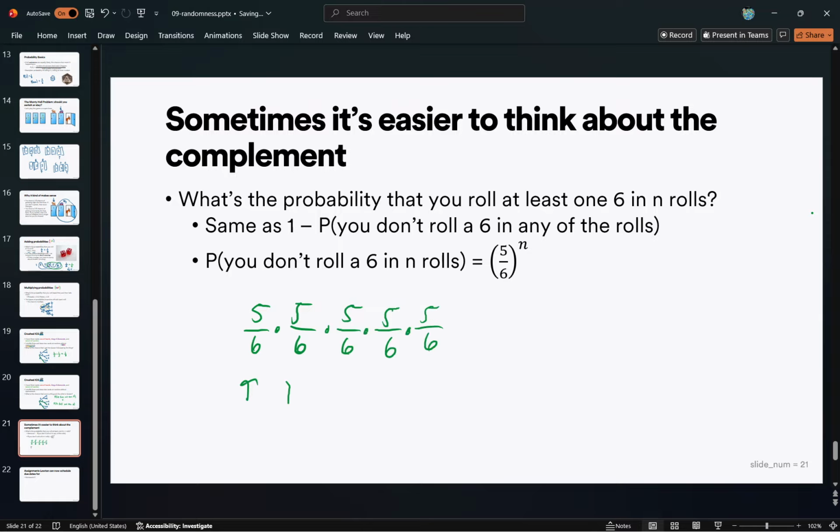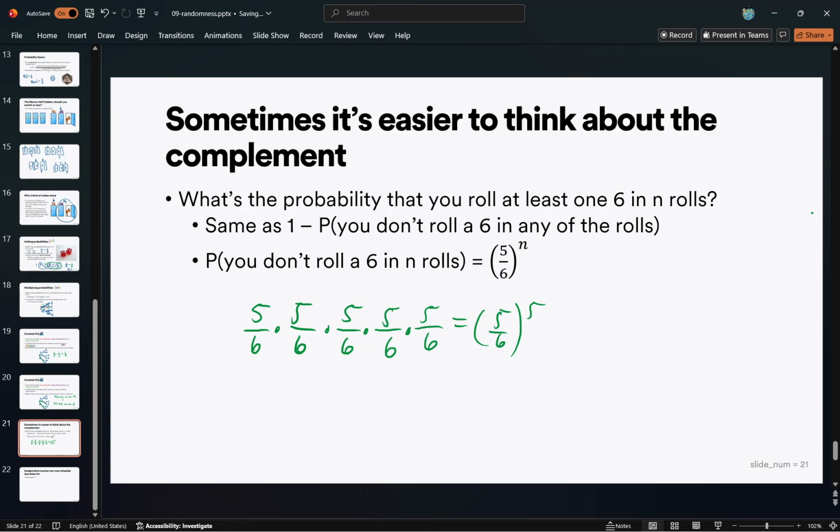Because for the first roll, you don't get a 6. For the second roll, you didn't get a 6. All the way to the third, the fourth, and the fifth roll, you didn't get a 6 at all. And that is (5/6)^5, right? That's the chance that you did not get a 6. And so the odds that you got at least one 6 is 1 minus that. Does that make sense?